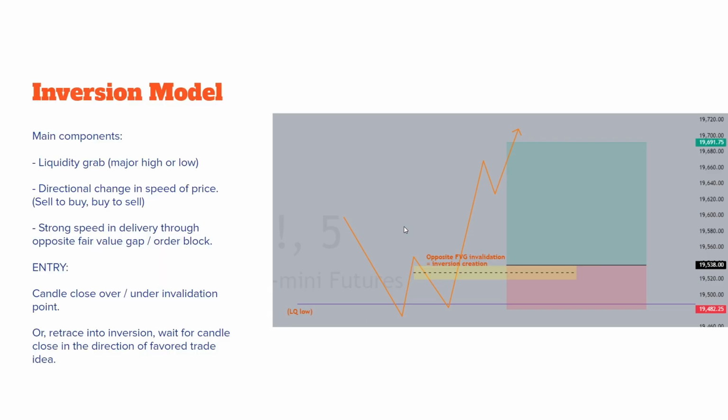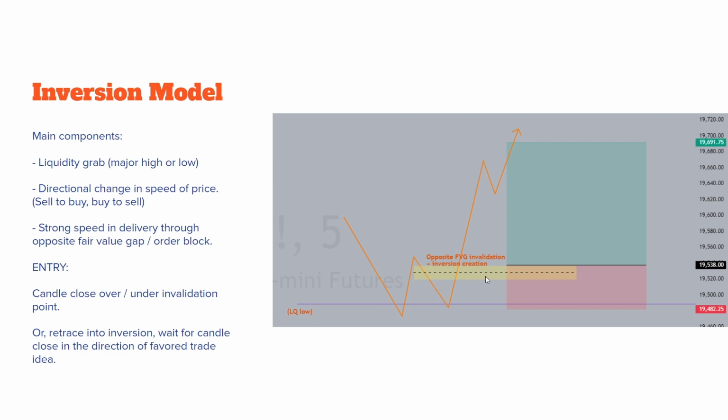And for our final take, our final model is an inversion model. Main components: liquidity grab, major high or low, directional change in speed of price, sell to buy, buy to sell, strong speed and delivery through an opposite fair value gap / order block, entry, candle close over / under, invalidation point. I said under, being that if you do take a short, it'd be under. Or retrace into inversion, wait for candle close in the direction of the favored trade idea.